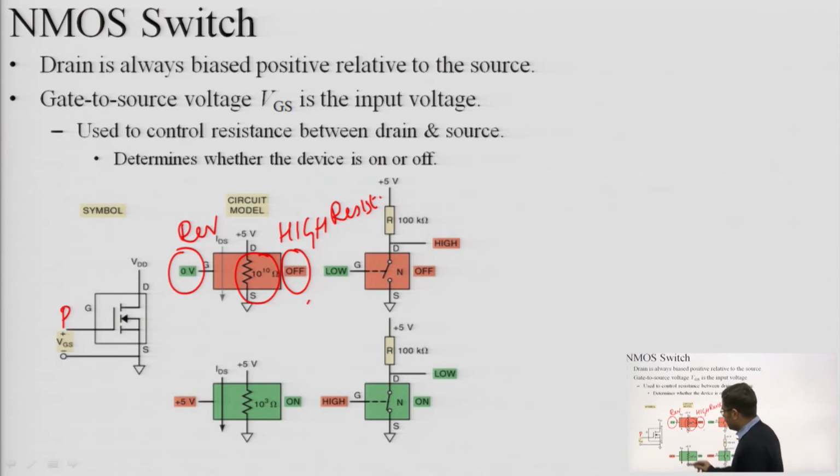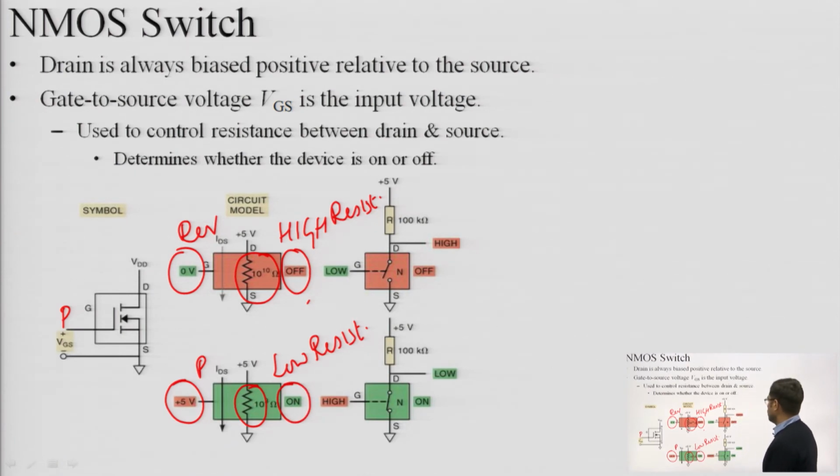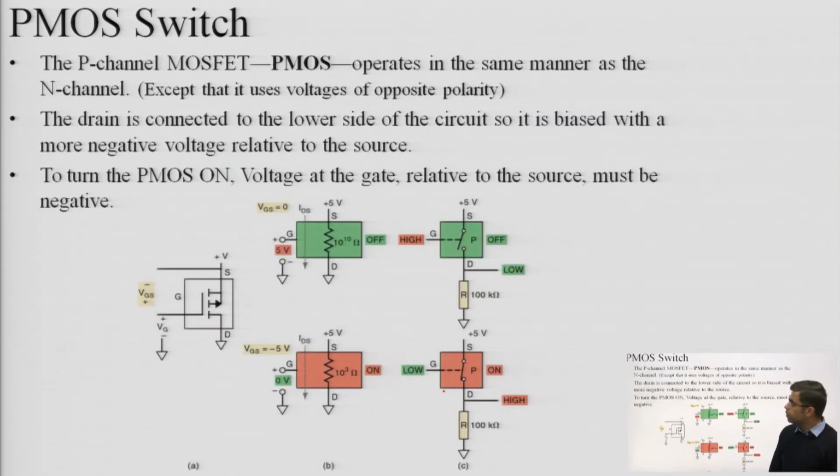Similarly, if you are applying a high voltage to P type, this will offer a low resistance. Low resistance is there, so it will be on. So this prepares the circuit for this NMOS type. So 0 is off, low is off, 5 is on, high is on. Okay, so this is the analogy, and similarly we can do this for the PMOS switch.